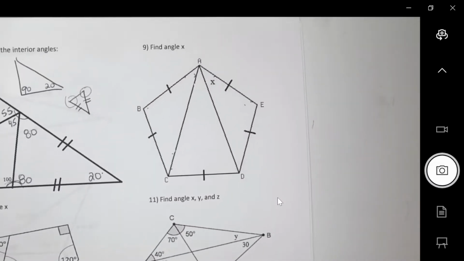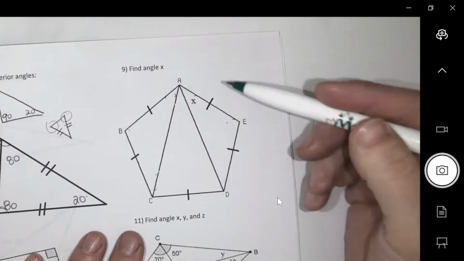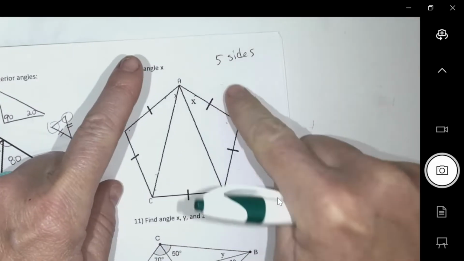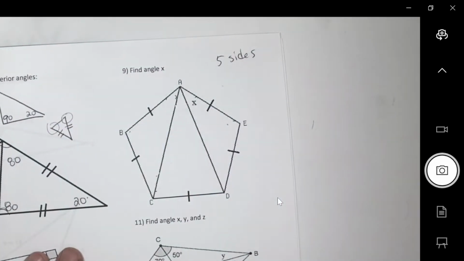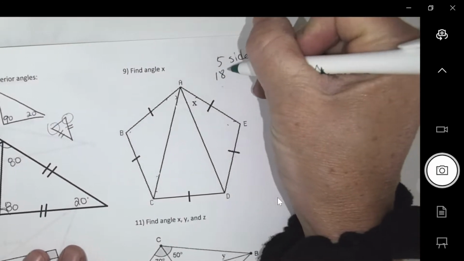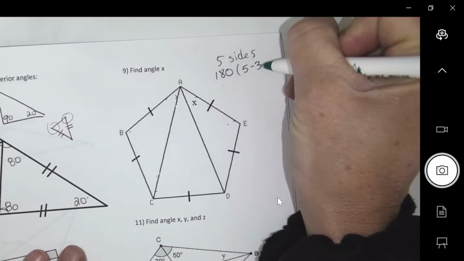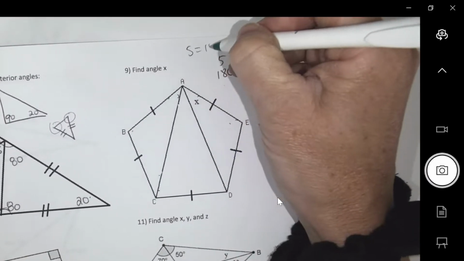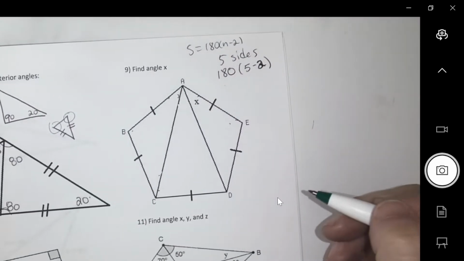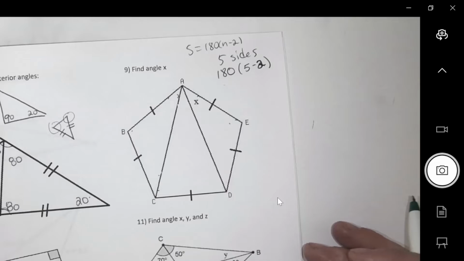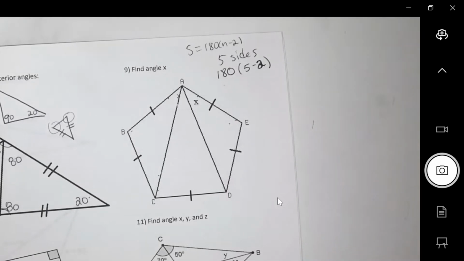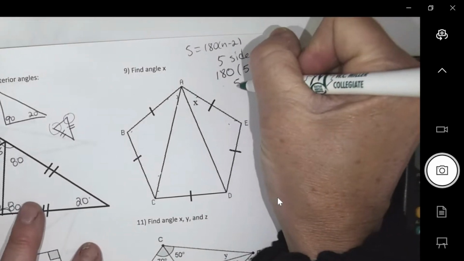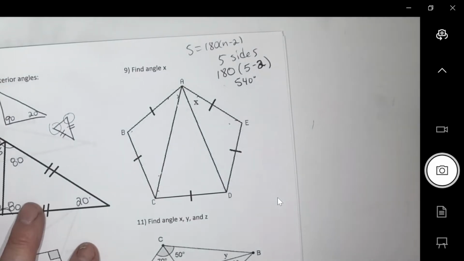Okay, find angle X. 1, 2, 3, 4, 5 sides all together, right? It's a pentagon. So I'm going to do that formula, 180 times n minus 2. Okay, so there's a formula. You have that on your formula sheet for your exam. So we get 180 times 3. There's 540 degrees in the pentagon.